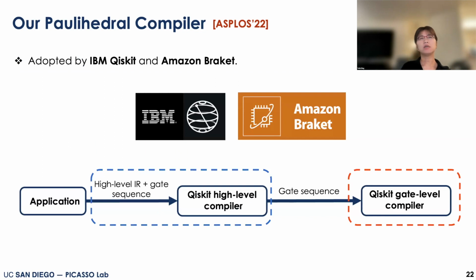We are also happy that our polyhedral compiler is being adopted by IBM's Qiskit and Amazon Braket. Previously it was mostly only gate-level optimization, but now if the applications follow our specifications, it can go to high-level optimizations first and then go to the low-level optimization.